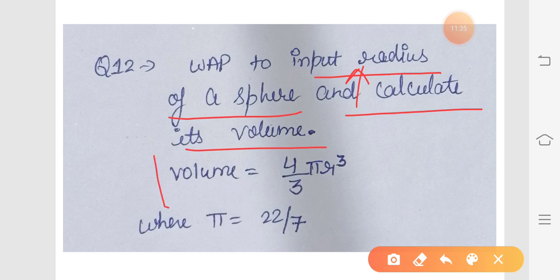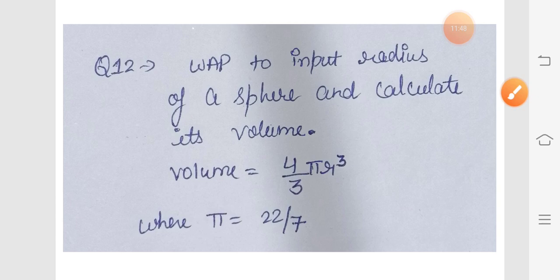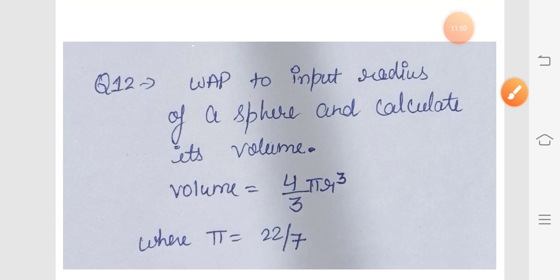Okay. नाउ वॉल्यूम के लिए फॉर्मूला इज ऑलरेडी प्रोवाइडेड है. अप्लाई द वॉल्यूम 4/3 पाई r cube, वेयर द वैल्यू ऑफ पाई इज, यू हैव टू यूज द वैल्यू 22/7. So these 12 questions are over now.